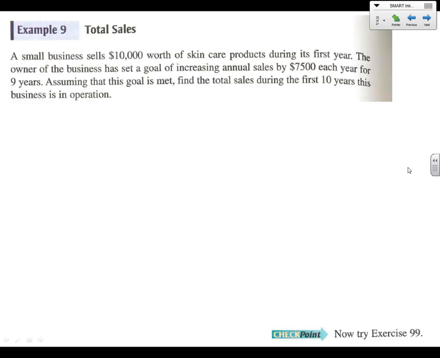All right, last one. Let's wrap this up. Small business sells $10,000 worth of skincare products during the first year. All right, we want to increase sales by 7,500 every single year for 9 years. Assuming we meet our goals, how many sales do we make during the first 10 years? Okay, sales all together. So we know a couple things. Let's pull them out. A1 is 10,000. D is 7,500. And N here is going to be not 9. Don't fall into this trap. N is going to be 10 because it's 9 years on top of the original first year.